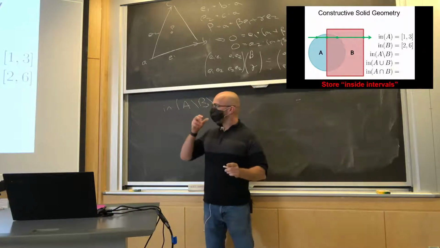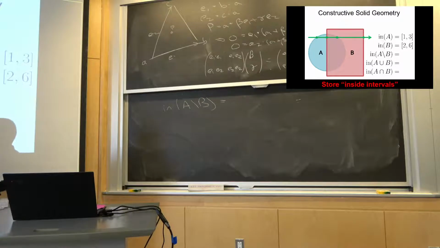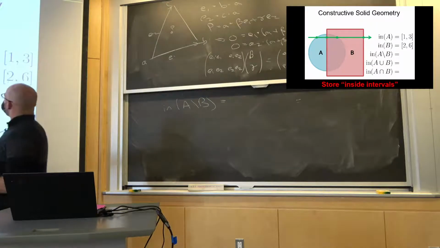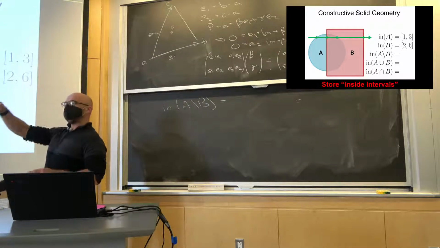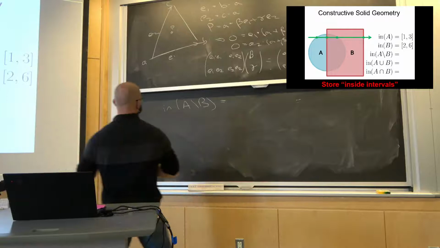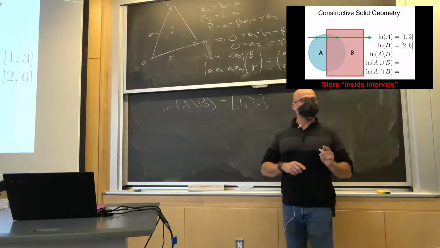So first of all, what is A minus B in this picture? It's like the circle chopped off, right? So what is in of A minus B here? A goes from 1 to 3, B goes from 2 to 6. 1 to 2, thank you. Everybody see how we got that?